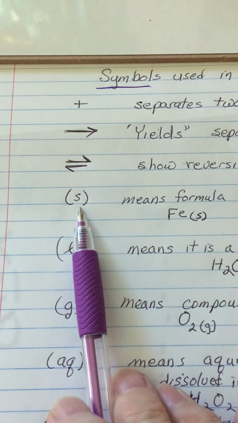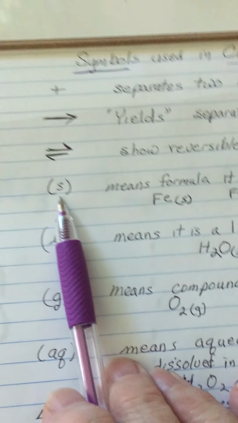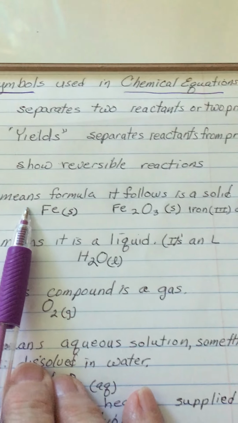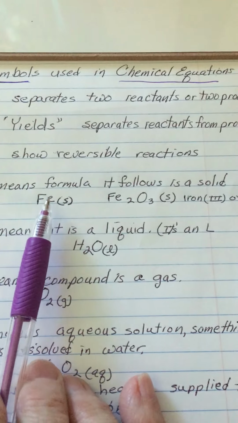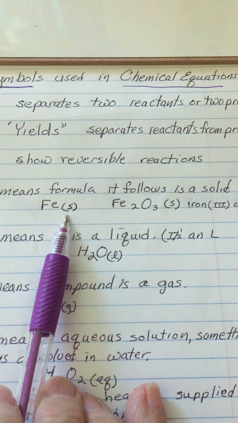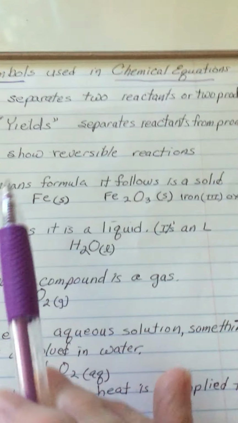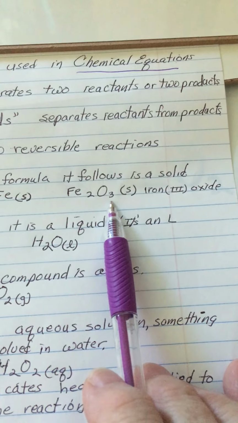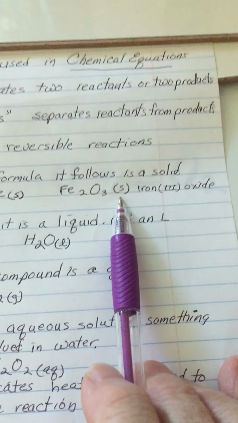Sometimes you will see an S in parentheses, like a subscript. That means that the formula that it follows is a solid. So here's an example. Fe, little s, that means this is iron solid. Here's Fe2O3, iron oxide. That means this is a solid.